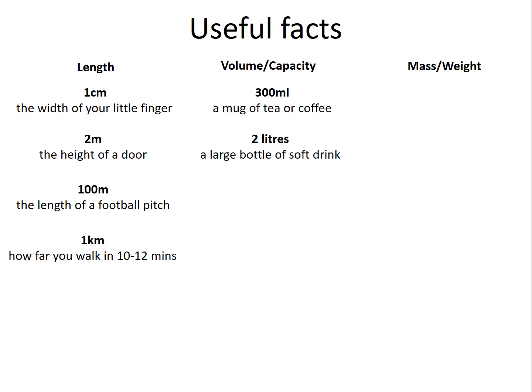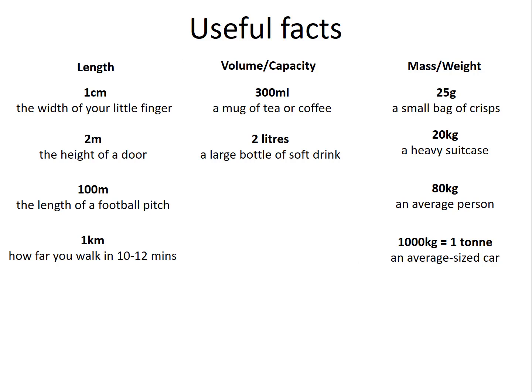And finally, mass or weight. Now, physicists, I know that mass and weight are not the same thing. But in everyday parlance, the words mass and weight are used interchangeably, however wrong that might be in the strict sense of the word. And it's useful to remember that a small bag of crisps is about 25 grams. 1 gram is a very, very small amount. 20 kilograms is the weight of a heavy suitcase. The limit for hold baggage with most airlines is round about the 25 to 35, 40 range, but in fact once you get much above 20, it's actually quite hard to lift. 80 kilograms, that's an average person, and a ton or 1,000 kilograms is an average sized car.